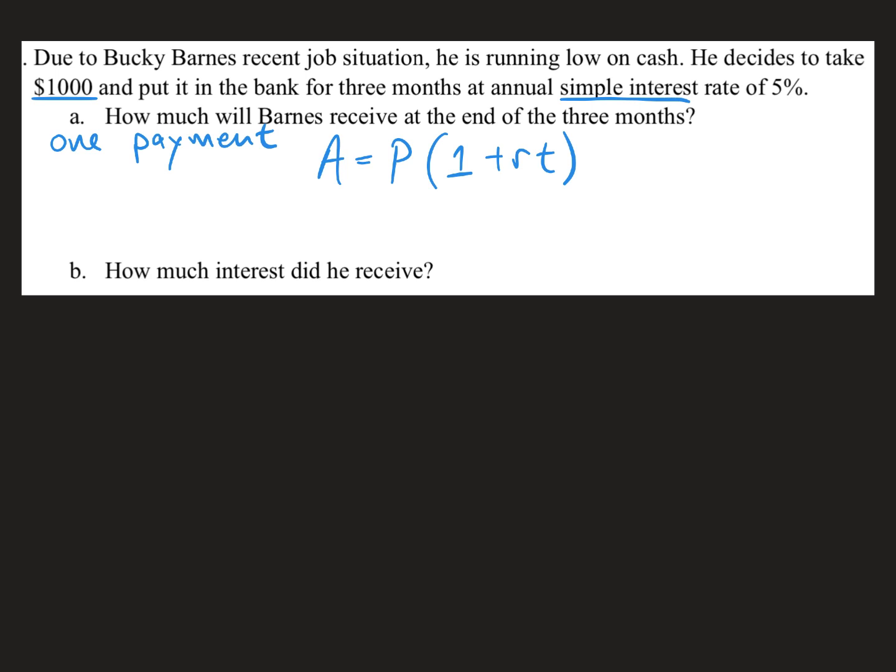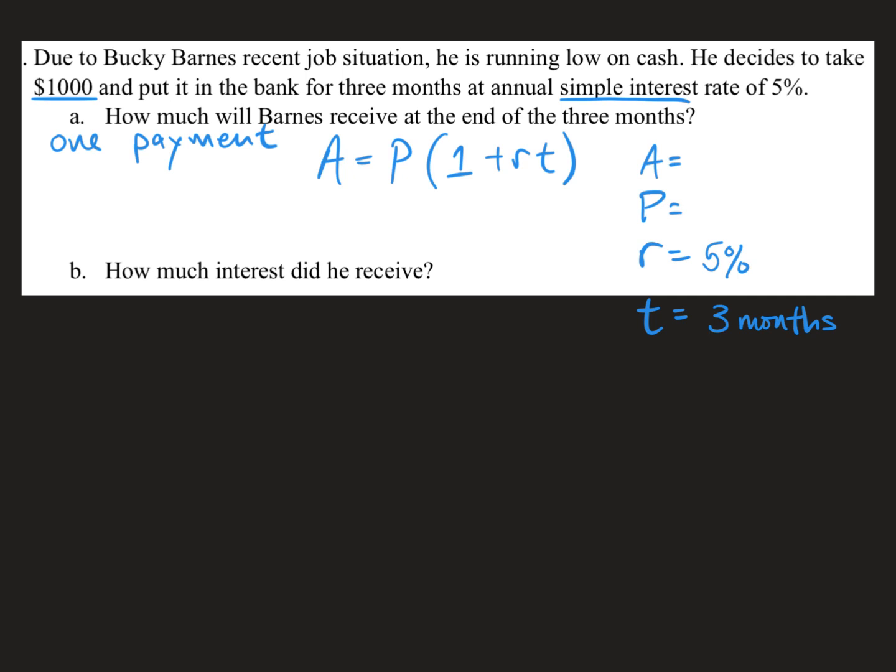Now you can come along over here to the right and figure out what is A, what is P, what is R, what is T. And we can put those values in. R, I think, is the easiest. That's 5%. And T is 3 months.